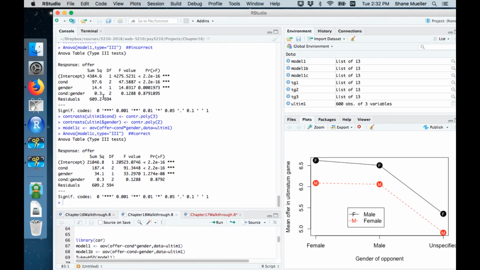And now if you look at this, the interaction is identical, but the gender F test and the condition F test and sums of squares are now different in these cases, and a different amount gets taken up by the intercept. So this type 3, remember, is going to be using a different way of partialing these things out. And especially what it's doing now is testing these after the effect of the interaction has been considered rather than before the effect of the interaction.